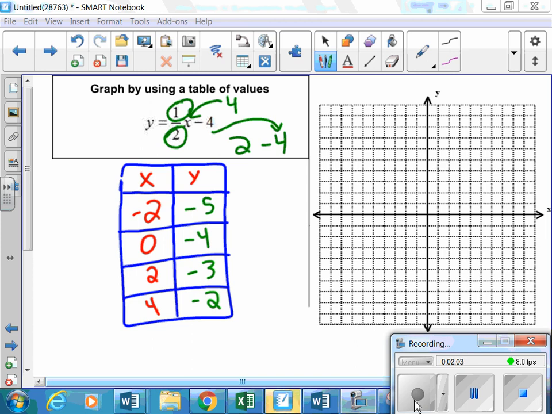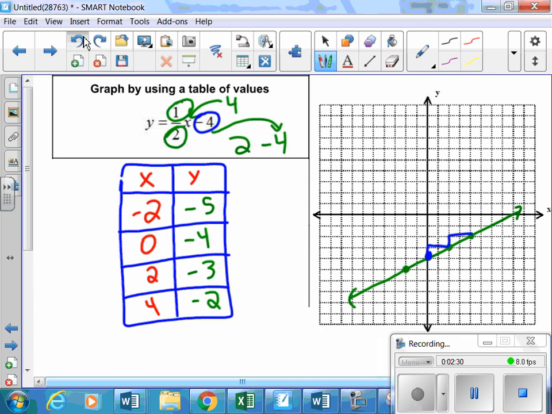I'm going to plot these points. Negative 2, negative 5. 0, negative 4. 2, negative 3. And 4, negative 2. If you connect the dots, there's your line. Notice that the y-intercept here is negative 4. And the slope is up 1 over 2. You should be able to see 1/2 is your slope. That's a good way to check.